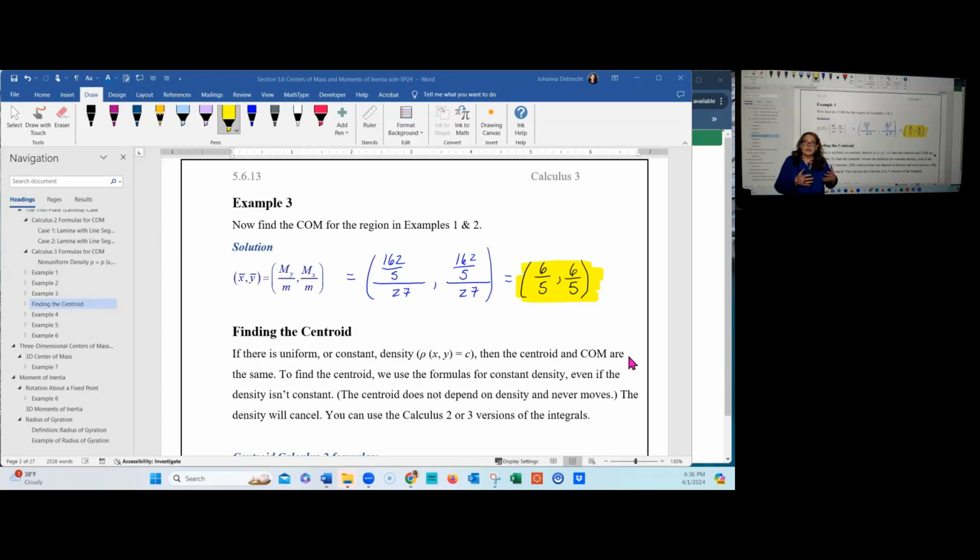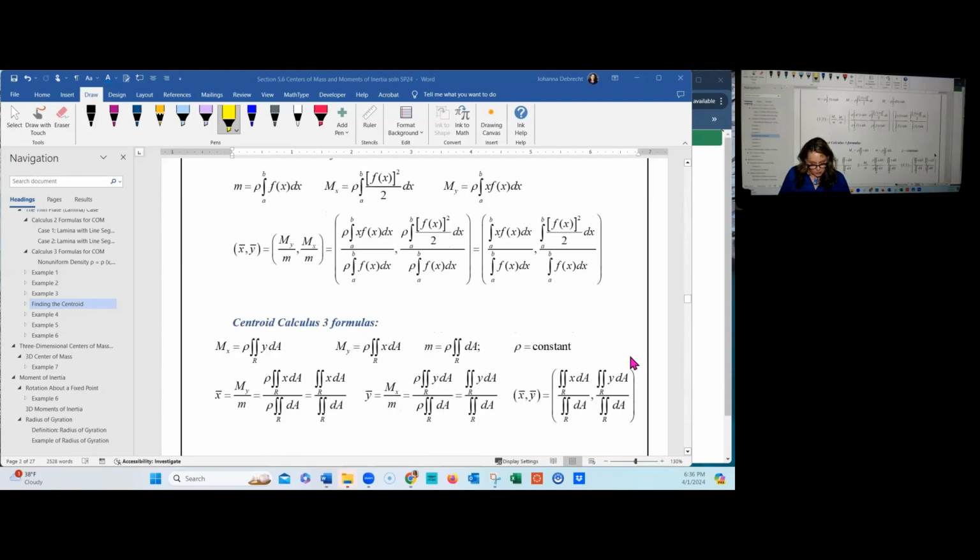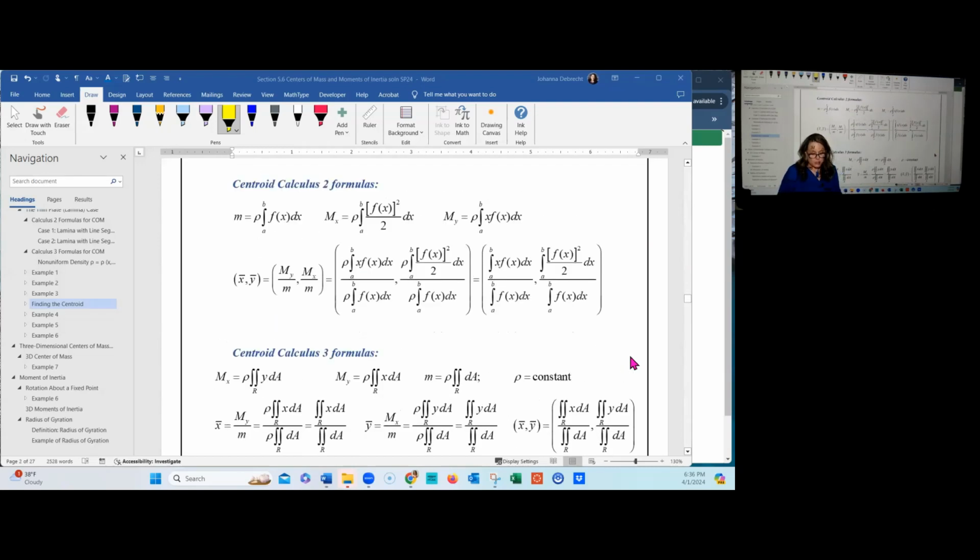Well, when the density is a constant, then it can be pulled out of the integral and it cancels, and that gives me the location of the centroid. So the way to find the centroid is to pretend, if you will, that the density is constant. If you want, you can pretend it's a 1, because then it's not going to affect the integrand at all. So when you do this, what you're going to end up with are the following formulas. So we have both a calculus 2 set and a calculus 3 set.